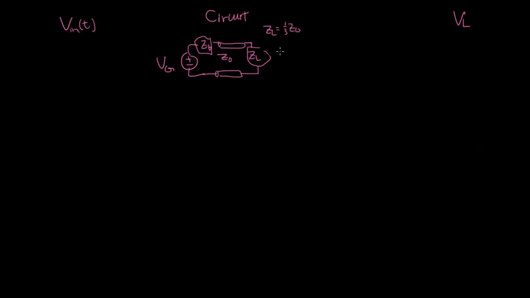So in this case, the reflection coefficient is going to be equal to (ZL minus Z0) over (ZL plus Z0), but in both cases they're a factor of Z0, so you can factor that out and cancel it, and you're going to be left with (1/3 minus 1) over (1/3 plus 1), which is going to be equal to -1/2. So when the wave comes back, it hits the load, -1/2 of the wave is going to reflect back. So let's see what that does to the input and the load voltage.